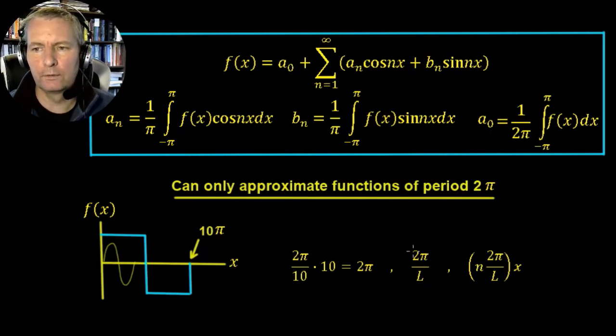We know that we're using factors of n as well, so what we're going to end up with is n times 2 pi upon L x. So this 2 pi upon L is a scaling factor which allows us to approximate functions of varying periods.